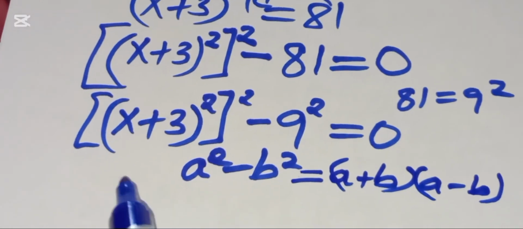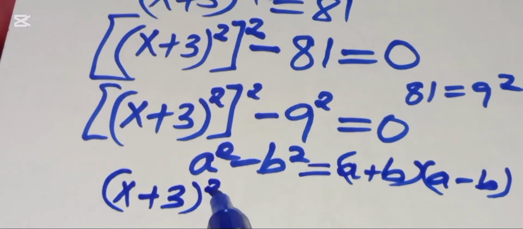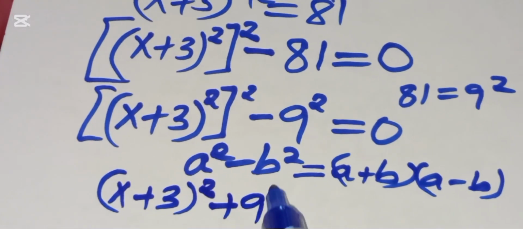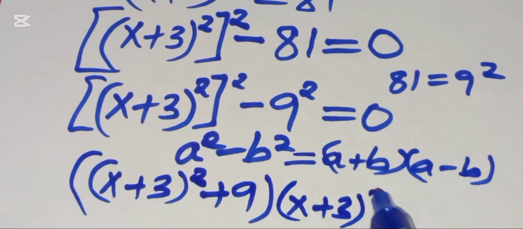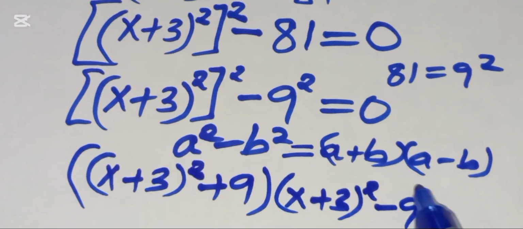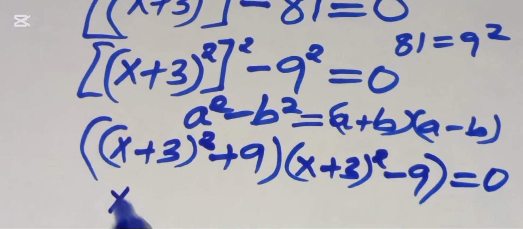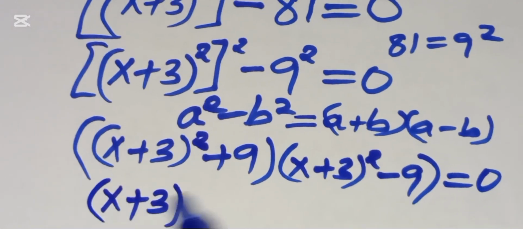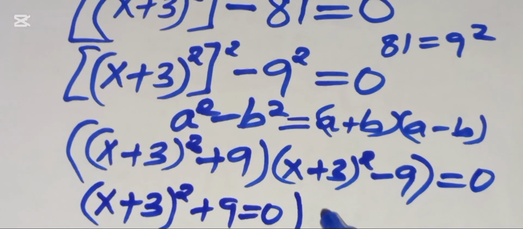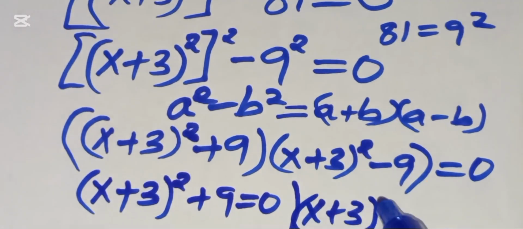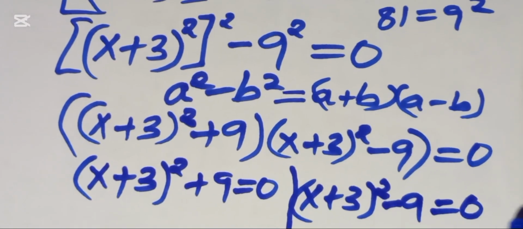Now we're going to express this as ((x + 3)^2 + 9) and then ((x + 3)^2 - 9), and this is equal to 0. Now we have two parts. (x + 3)^2 + 9 = 0, this is the first part. And then we have (x + 3)^2 - 9 = 0, this is the second part.